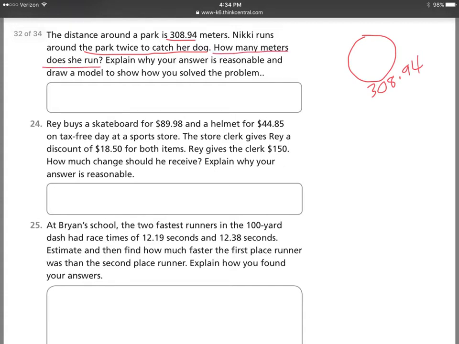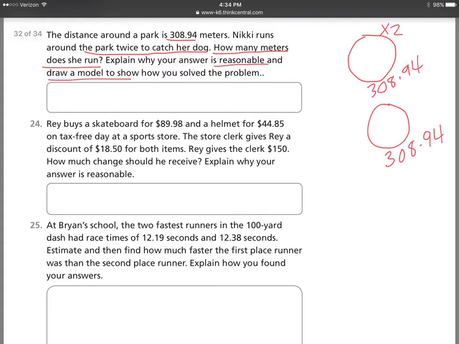Using those keywords, and this is a very simple diagram, you might want to put a ×2 there, or create 2 circles representing each time she went around it. Using that model and your knowledge of keywords, figure out how many meters she traveled in all. It says to explain why your answer is reasonable and draw a model to show how you solve the problem. Well, a model could be something simple. It could be anything that helps you solve the problem. So a couple of circles labeled properly could be a model. You also do need to explain in words why you think the answer is reasonable.